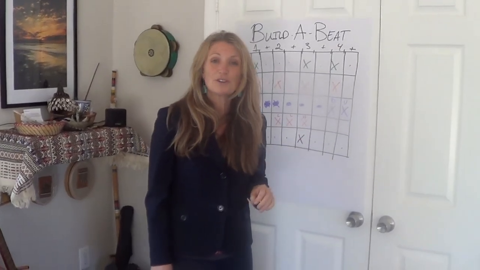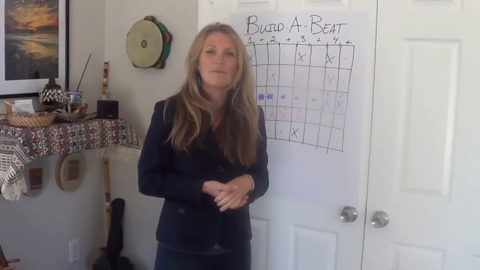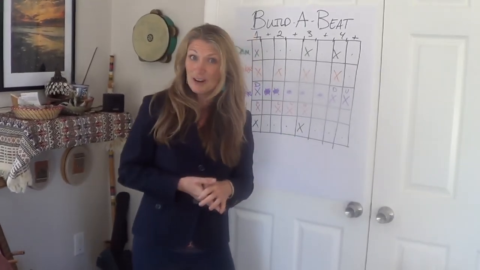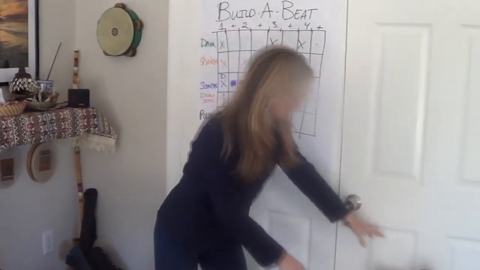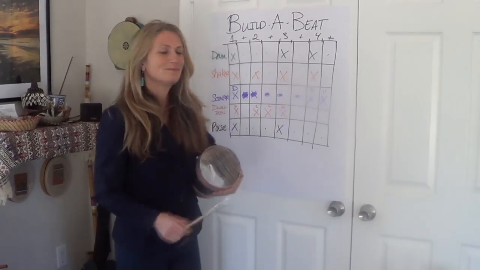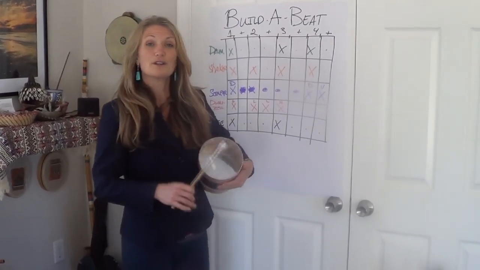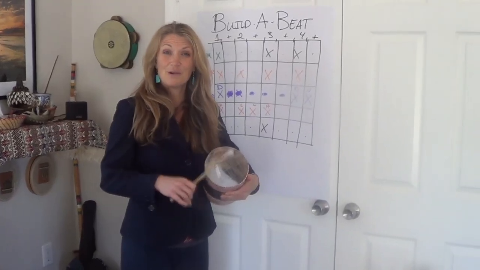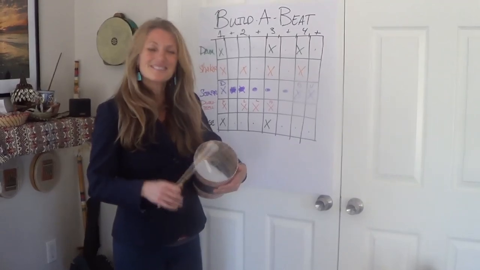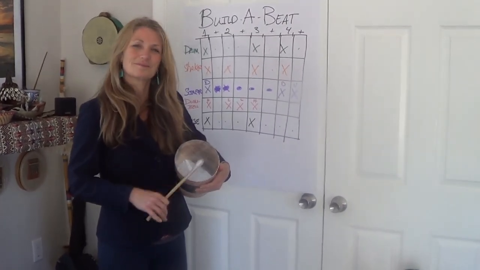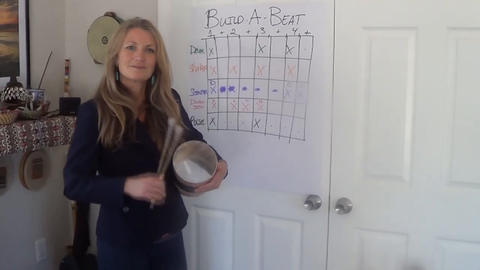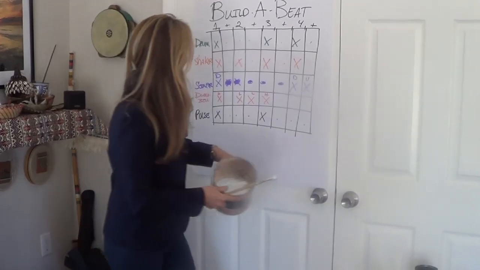I've made this simpler version, build a beat ensemble part 1. So if you have a younger classroom, this is a great one to start with. Let's start with the drums. Okay, drums. You're going to play 1, 3, 4, 1. 3, 4, 1. You always end on a 1.